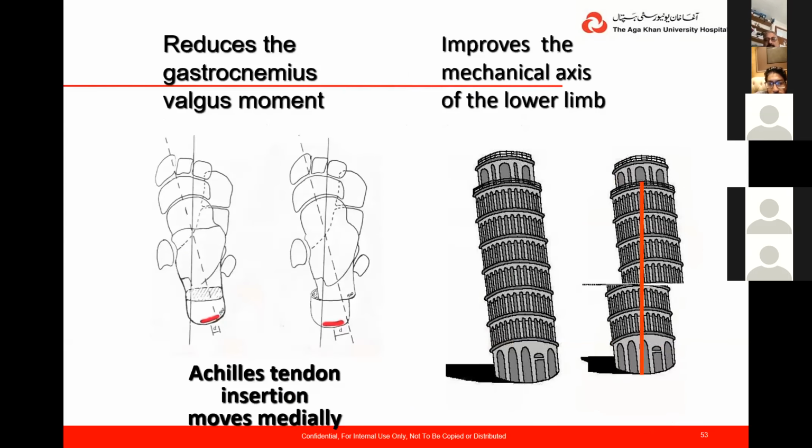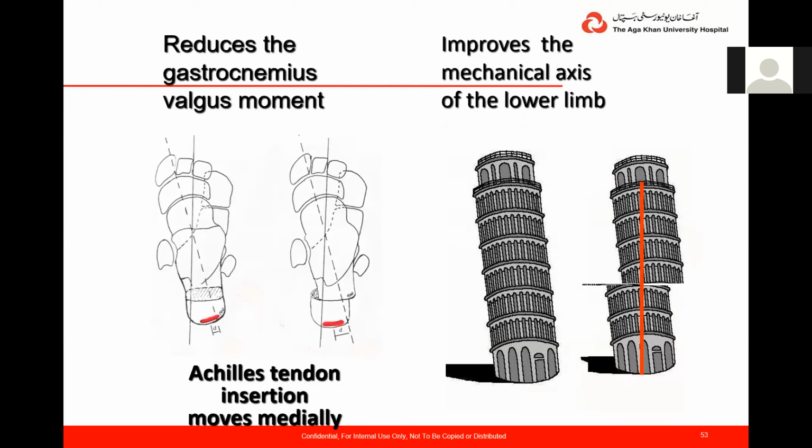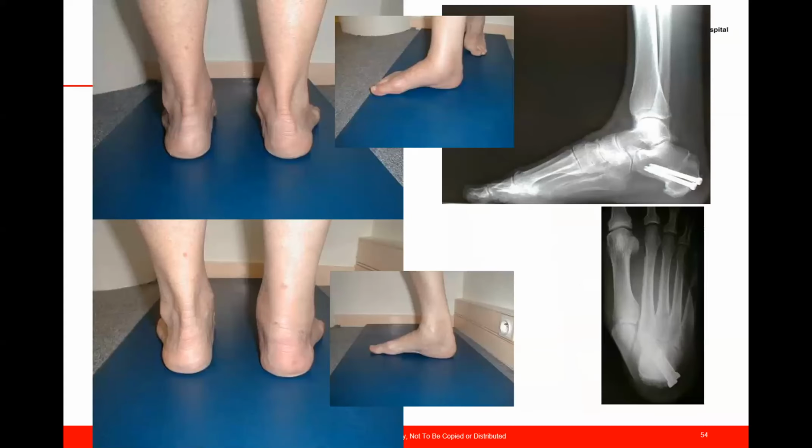So once you correct the heel valgus, as you know, the tendon Achilles is the strongest tendon in the body, and it has to be around 2-3 degrees valgus. But if it is more, then it is not only exerting an everting force, but is also preventing flexion. So you have to make it an inverter rather than an everter. So it has to move medially. So it improves the mechanical axis of the lower limb.